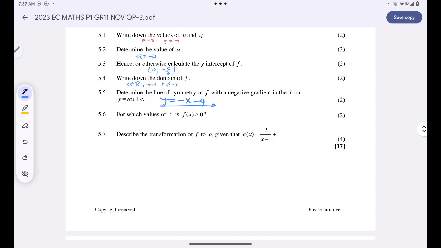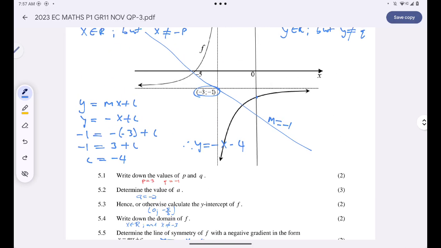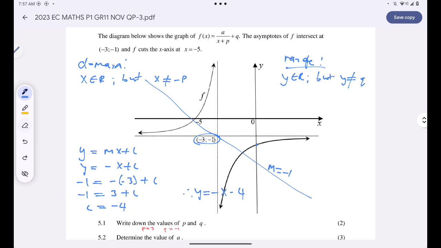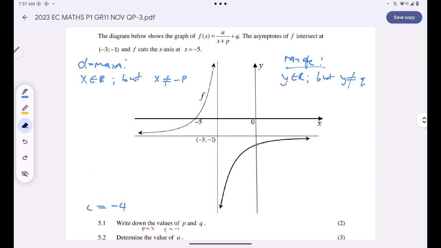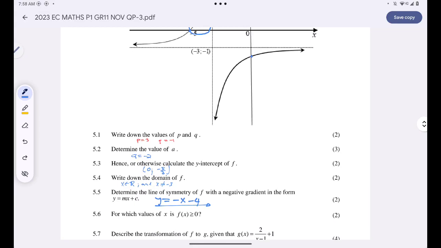Okay, for which values of x is f of x greater than 0? The graph of f will be positive whenever it's above the x-axis. Are you together? So they want me to find the values of x for which my graph is above the x-axis. So my graph is above the x-axis only in this region over here.